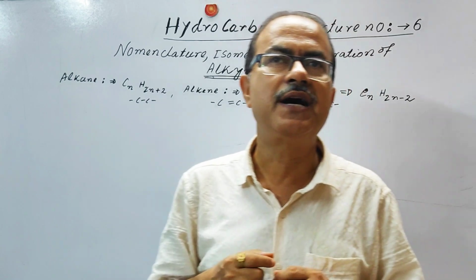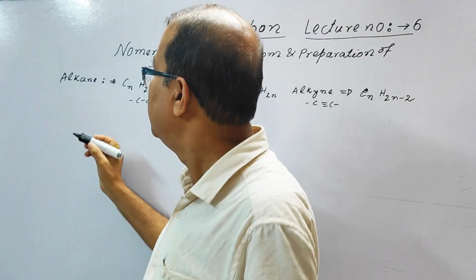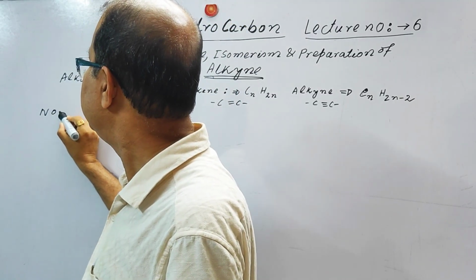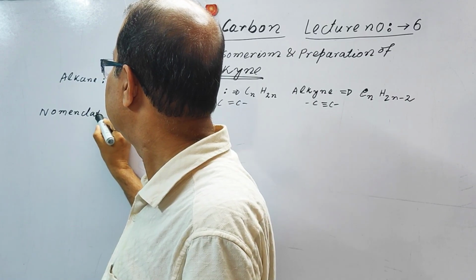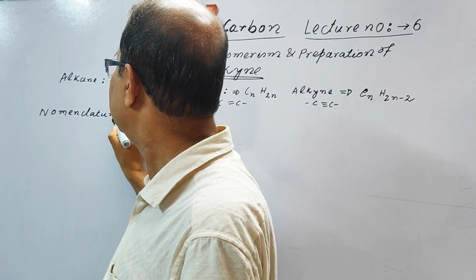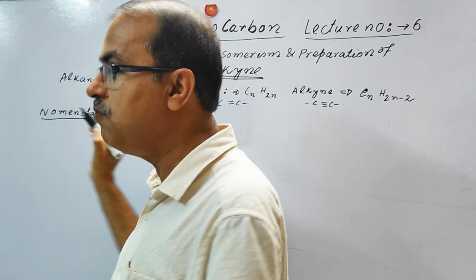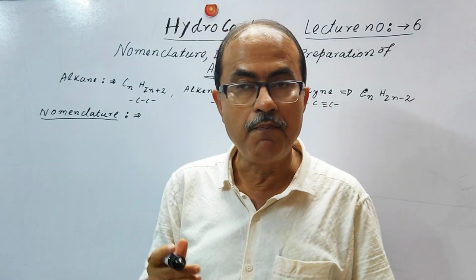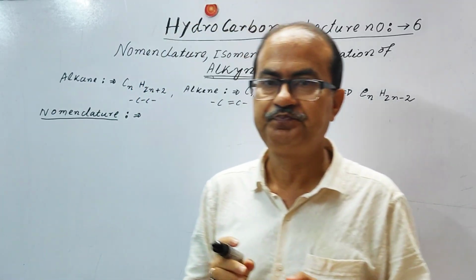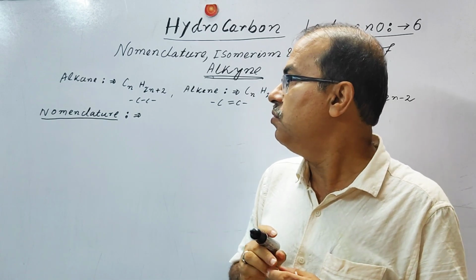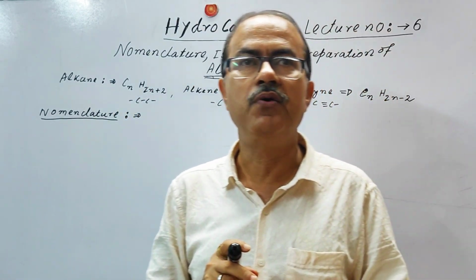First, we are going to discuss its nomenclature. Nomenclature is basically divided into 2 parts. That is the common name, because every compound has a common name, and also the IUPAC name, that is the official name. So we are going to understand this in regard to different types of alkynes.